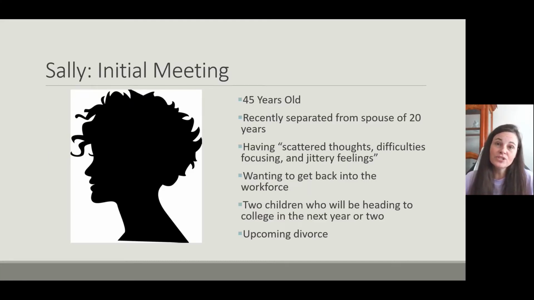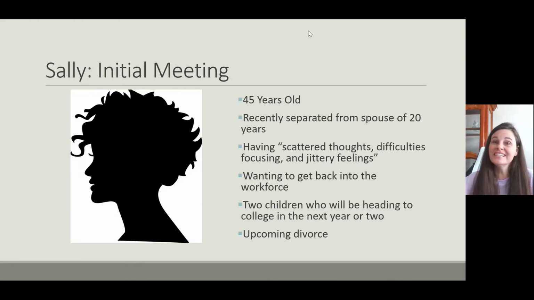So Sally comes to you and she is 45 years of age. She's recently separated from her spouse of 20 years. She reports having, and these are her words, scattered thoughts, difficulties focusing, jittery feelings, and she's wanting to get back into the workplace because she's got the divorce that's coming up. She recently separated, and she's got 2 teenagers who will be heading off to college within the next couple of years. So these are some things that you find out in your initial meeting with her.